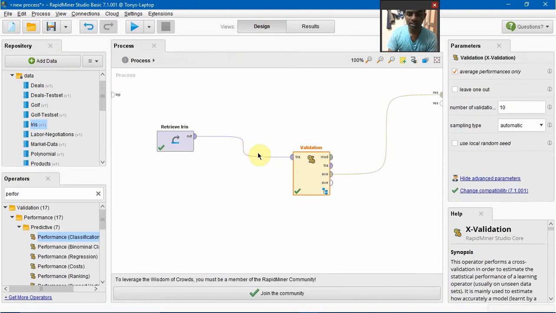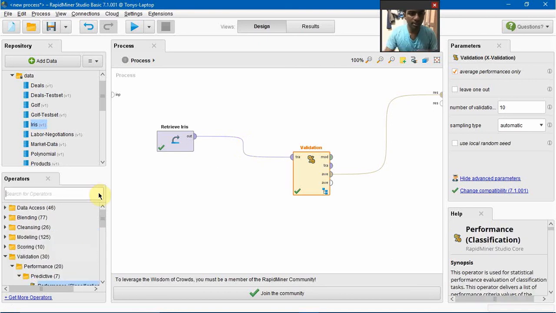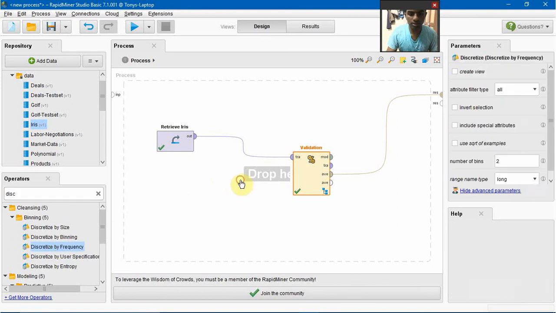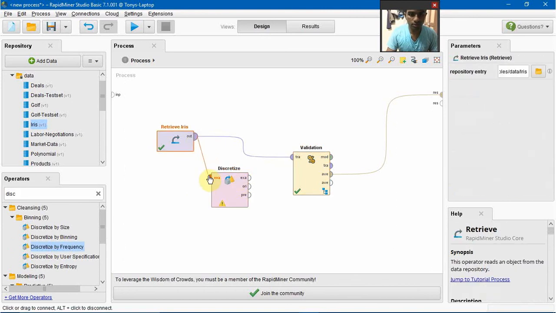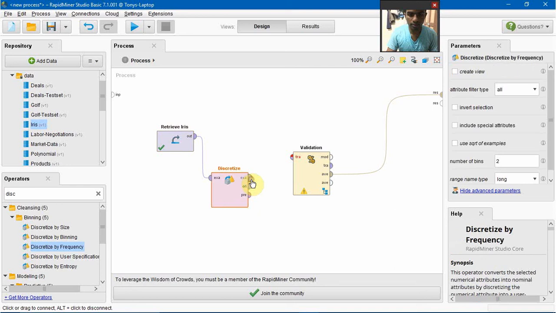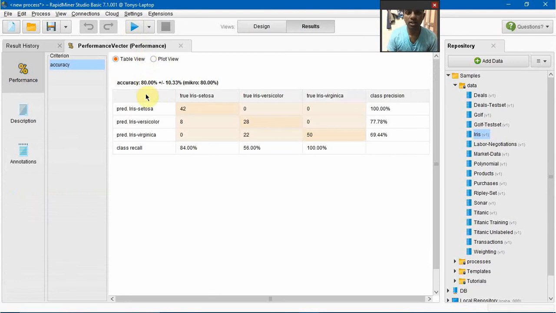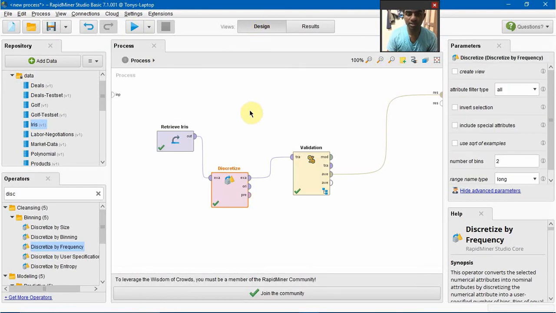And now there are certain things which you can do to actually increase the performance level. Let's look at some of them. You can actually do it by discretization. Discretize. And now let's look at the accuracy level. It has gone down to 80%. So that means the earlier decision tree, which is not discretized, was more accurate than this one.